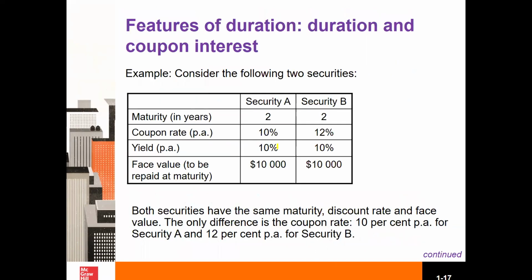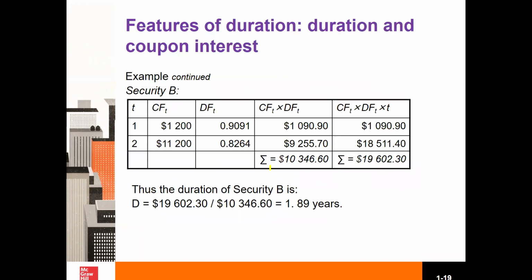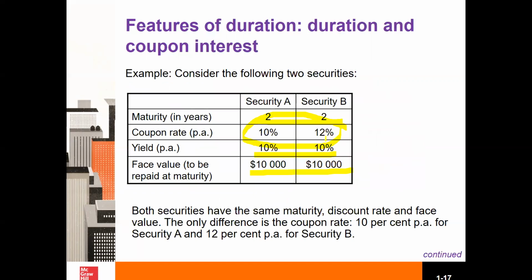If we have an example here, you can see two securities with the same maturity of 2 years, the same yield of 10%, and the same face value of 10,000. The only difference is the coupon rate: 10% for security A and 12% for security B. If we calculate duration for security A, we find it is 1.91 years. We already know how to calculate duration from the last video. And for security B, it's 1.89 years. So both securities are similar in all aspects. The only difference is the coupon rate.